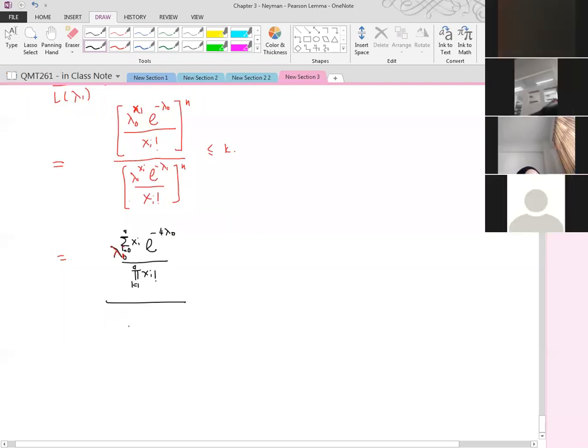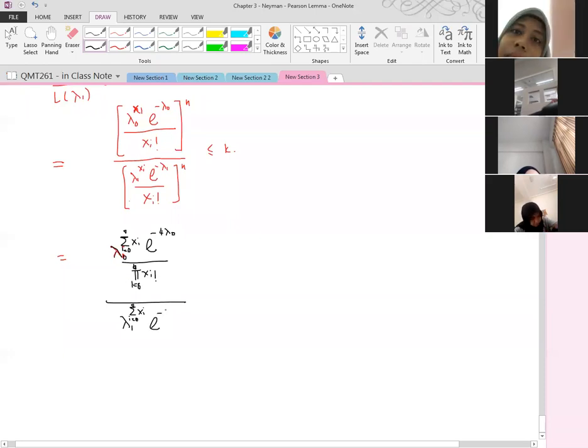The second one is lambda 1 to the power of summation of xi, i from 1 to 4, exponential negative 4 lambda 1, divided by the product of xi factorial from i equal to 1 until 4. For this one, we can remove the product value, because it's the same. It's less than or equal to k.